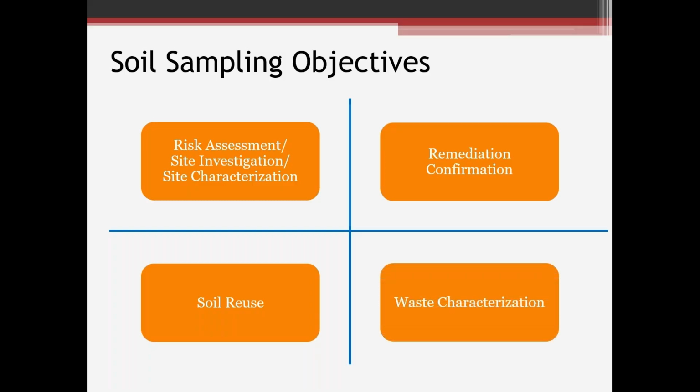And then finally, waste characterization. We know we have soil that can't be reused, it's contaminated, we don't need it, we don't want it anymore, we're going to take it to a landfill. Landfills do have criteria and protocol for sampling and analysis of that waste to make sure that they are able to accept it, whether it's hazardous or non-hazardous waste. They need to know the conditions of it before they can approve the receipt of that material.